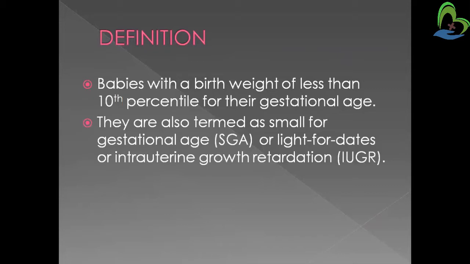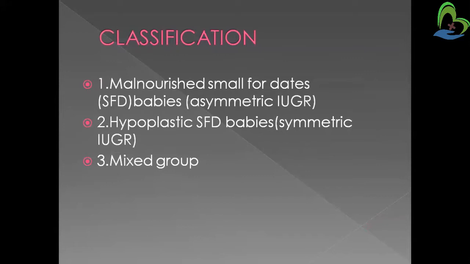But here we are looking at small for dates. Those babies whose weight is less than the 10th percentile for their gestational age are called small for dates babies. They are also termed small for gestational age, SGA, or light for dates, or intrauterine growth retardation, that is IUGR.